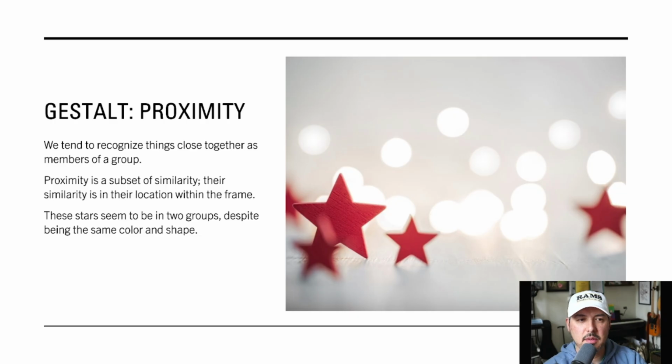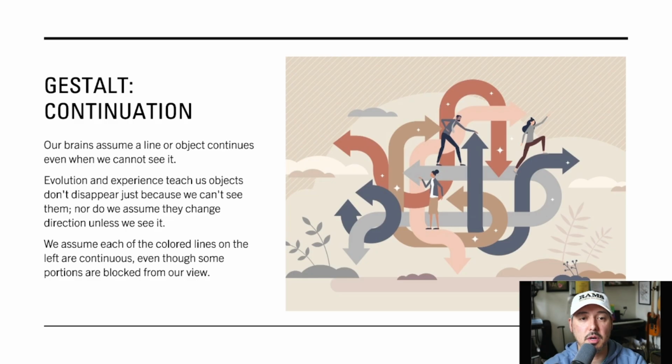So why do we perceive them as groups? Well, because of proximity, right? There's a big space between the ones on the left and the one on the right. So we tend to say, okay, there's 2 groups of stars here. It's a subset of similarity. The similarity in this case is location within the frame. So despite these stars being the same color, same shape, roughly the same size, not drastically different, we still tend to perceive them as being in 2 groups under the concept of proximity.